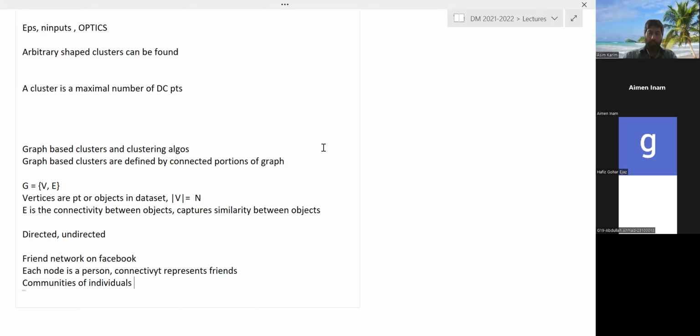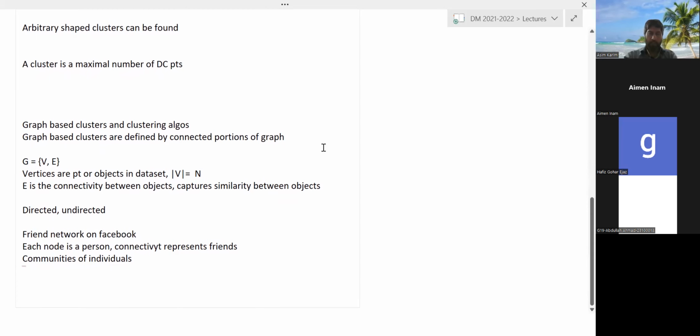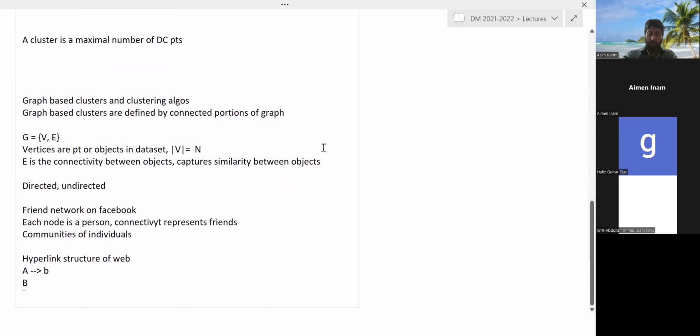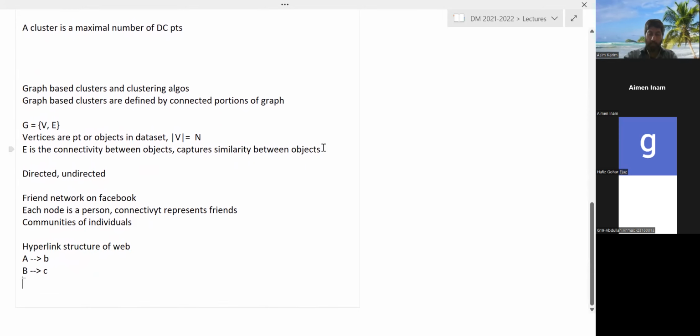But sometimes you might get a directed graph. So for example, let's say you have the hyperlink structure of the web. Okay. So in this case, let's say you have a page A. A has a link that points to a page B. And perhaps B does not have a link back to A. So B might have a link maybe to C, and B might have a link maybe to D, but it does not have a link back to A.